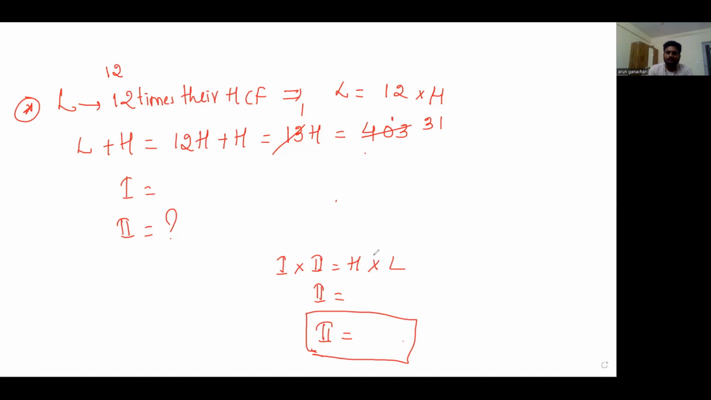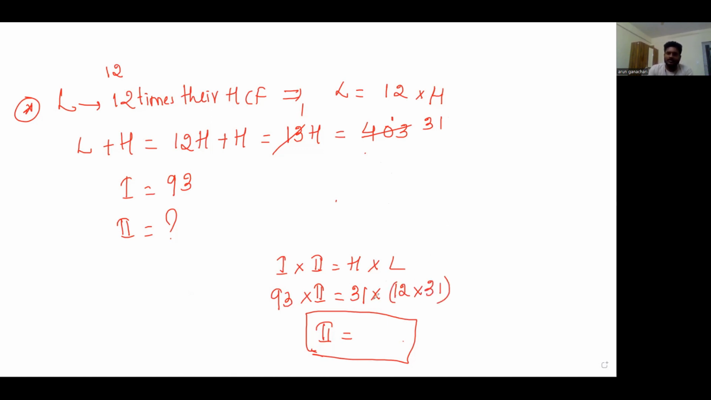Understood? Okay. If your HCF is 31, you can substitute the rest of the things. Your first number is how much? 93. Okay, then substitute. First number is 93. Second number is what we are supposed to calculate. HCF turned out to be 31, and your LCM is 12 into HCF. What is the HCF here? 31.